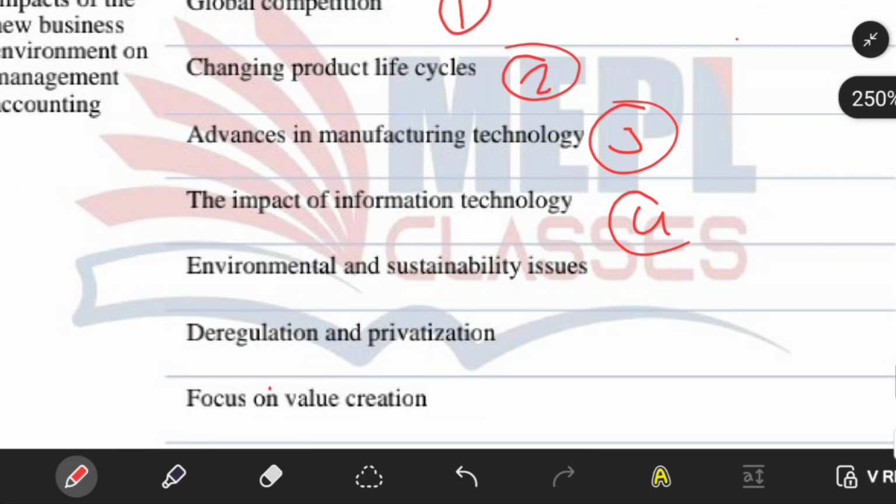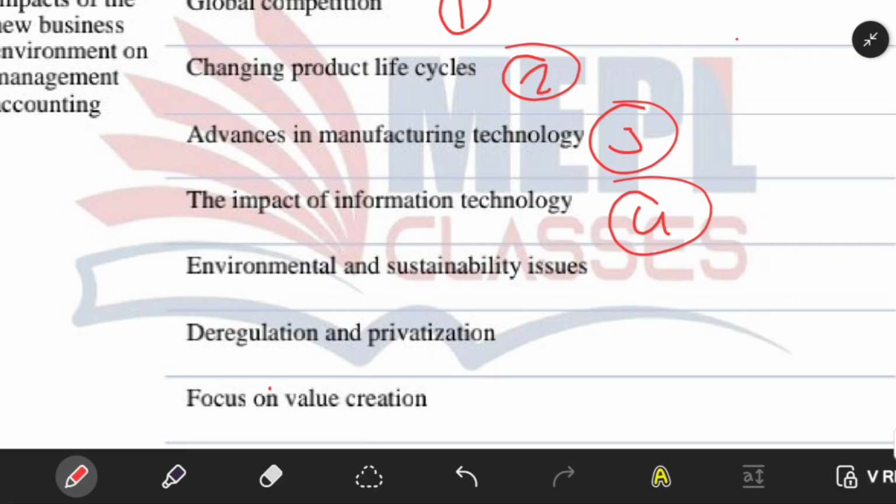The fourth point is the impact of information technology. Management accountants now work with IT departments, and they help in designing the management information system (MIS), understanding big data, and preparing user-friendly reports for decision makers. For example, they help set up systems that automatically show daily profits, losses, sales, and trends.